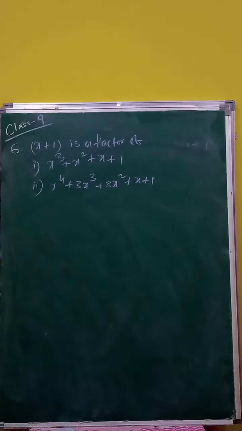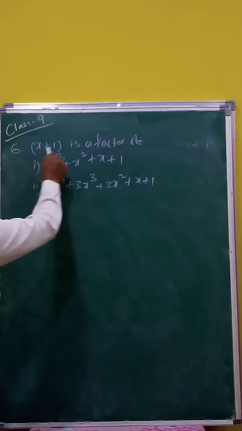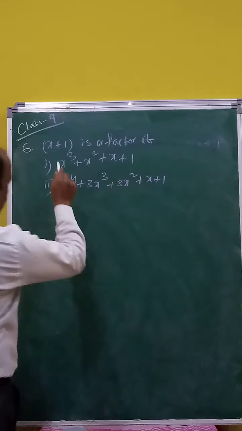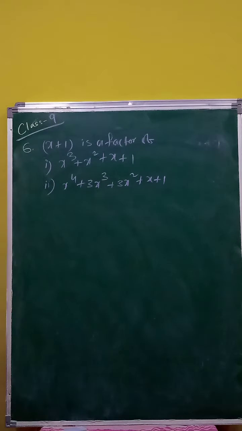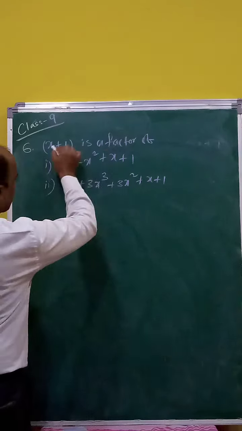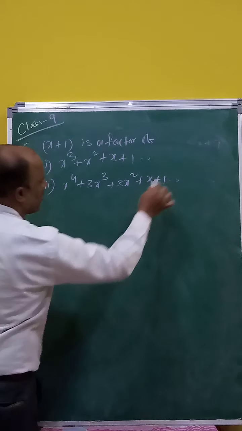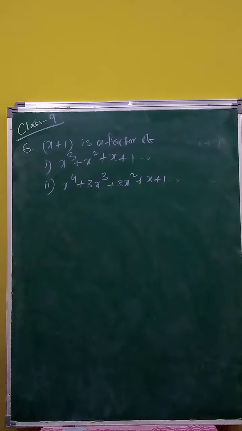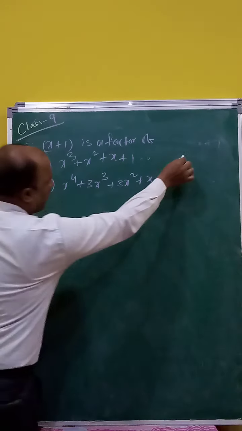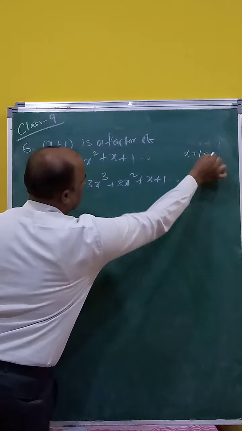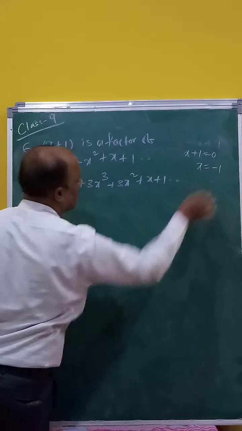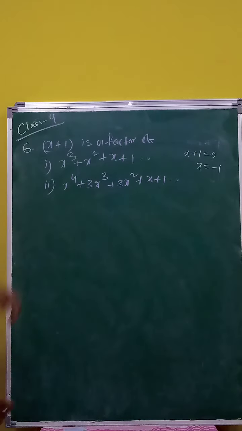Now students, question number 6. The given question is: x + 1 is a factor of these two. It is asking whether it is a factor or not. If, after substituting the x value, you are getting 0, then it's a factor. Otherwise, it's not a factor. Verify it. For x + 1 to be a factor, x + 1 is equal to 0, then x is equal to minus 1. Apply this in the first equation.